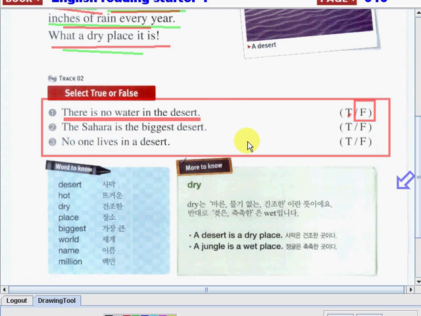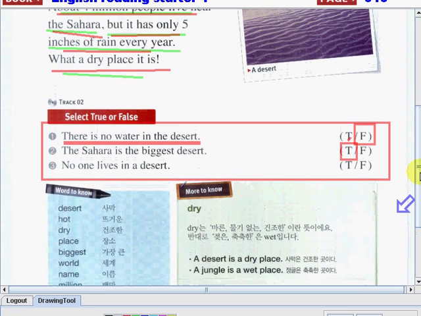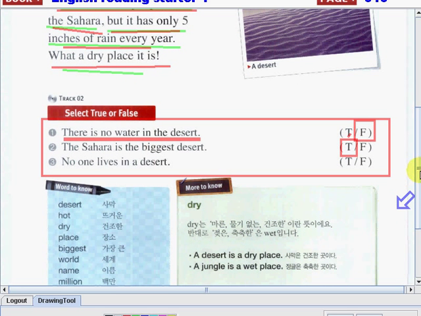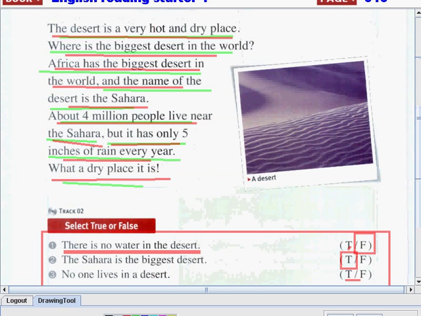Next, the Sahara is the biggest desert. Is it true or false? Yes, it's true, because Sahara is the biggest desert in the world, and you can find it in Africa. Good. Now let's move to the last part. No one lives in a desert. Is it true or false? What do you think? Yes, it's false. Why? Because there are people who live near the Sahara. Of course, they can still survive. So the answer is false.